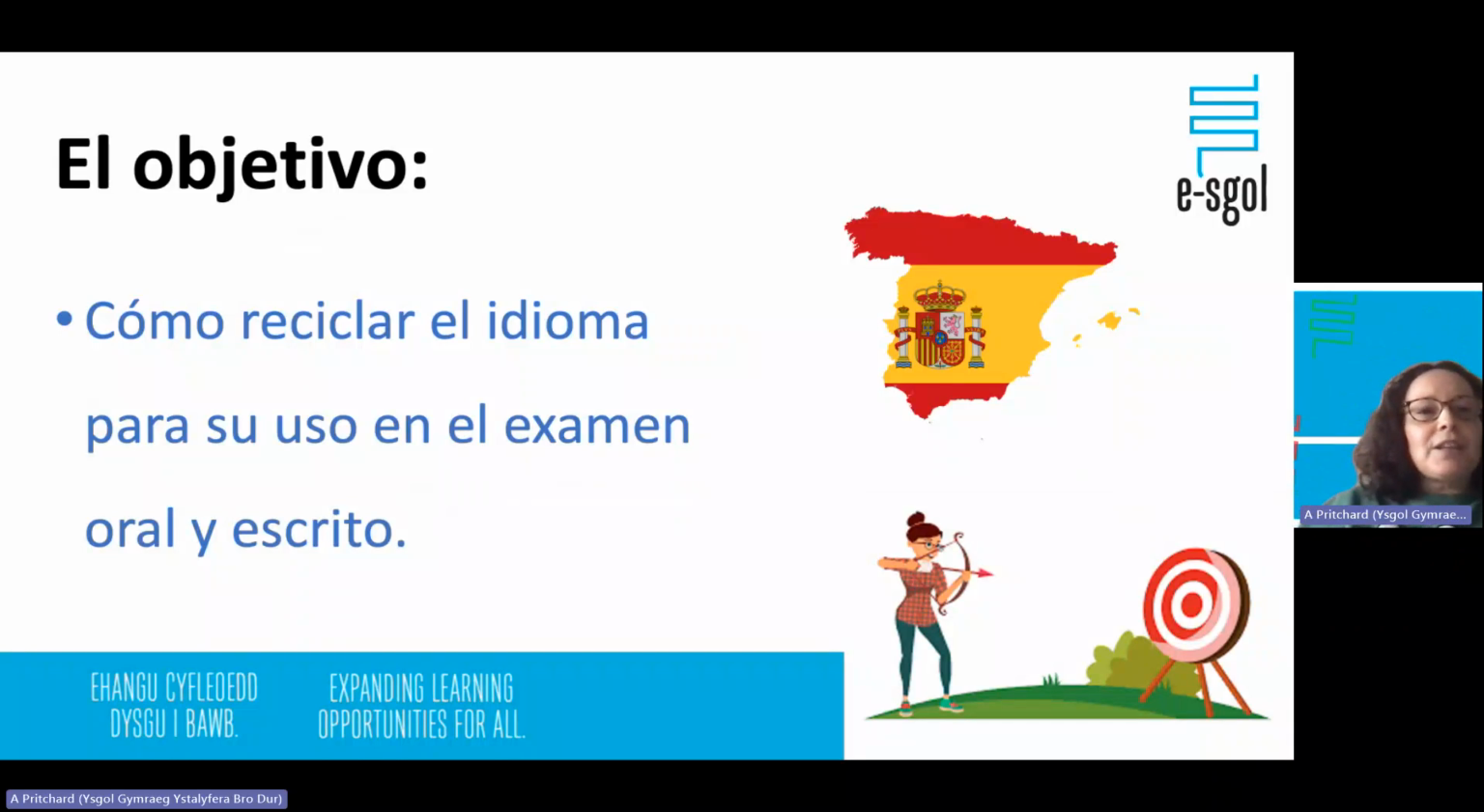So, and back to the objective, el objetivo, como reciclar el idioma para su uso en el examen oral y escrito. So, how to recycle language for the speaking and writing exams. Hopefully, I've shown you today how to do this, how to prepare for it, to take a theme, to create a bank of vocabulary, and then to recycle those key structures such as es importante and se dice que and personalmente, and just use those then for a variety of different themes, just to save you a little bit of work and a little bit of stress, hopefully.